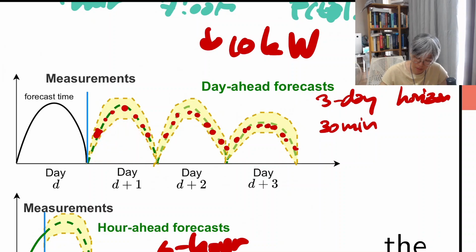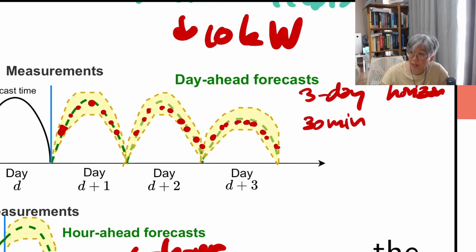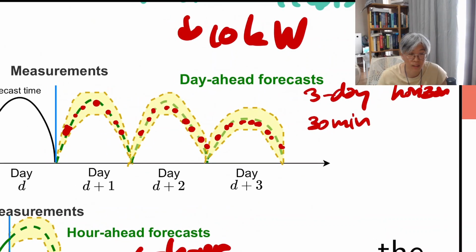So let's take a break. Pause the video and please help me calculate. If you're given a forecasting specification with a 3 day horizon and a resolution of 30 minutes, I want you to calculate how many steps, how many forecast values, you need to release every time you perform a forecast. Pause the video and calculate.